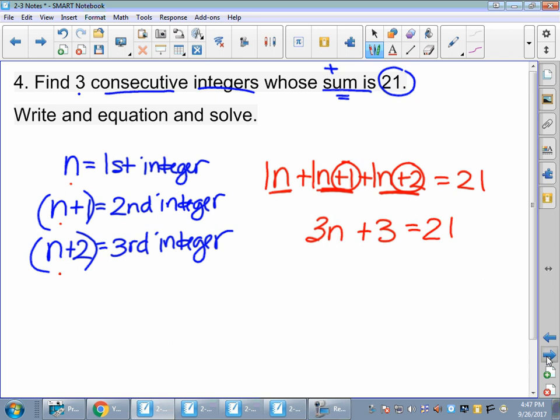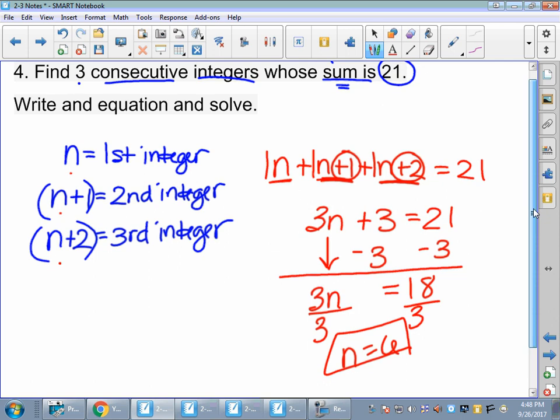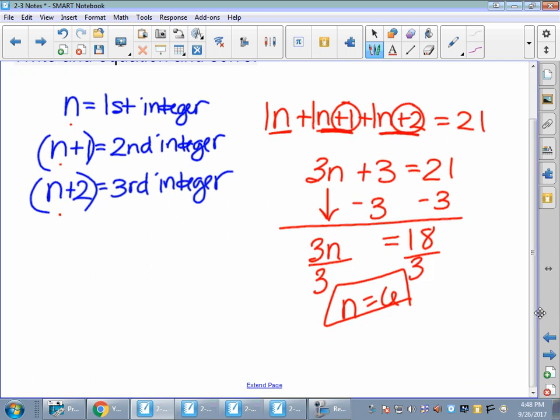Now I have an equation that we've seen before. I need to subtract 3 first, get rid of that 3, bring down the 3n is equal to, when I subtract 3 from 21, I get 18. Divide by 3, n is equal to 6. Now, they didn't ask me just for the first integer. They want to find the 3 consecutive integers. If n is my first, and that's 6, if I add 1 to 6, I get 7. And if I add 2 to 6, I get 8. So 6, 7, and 8 are my solutions.